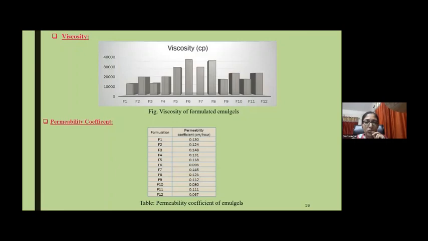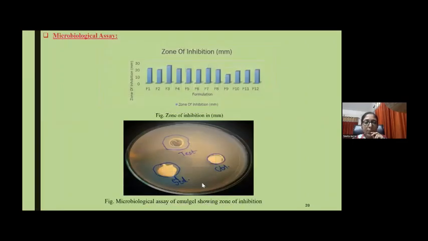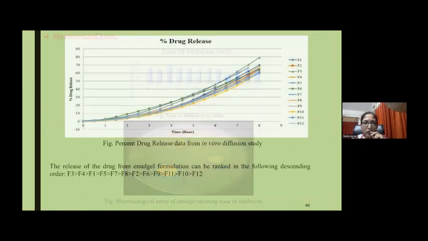Viscosity was also found to be varying with respect to the gelling agent. It was less with xanthan gum, and with carbopol it was found to be more. Even the permeability coefficient was found to be maximum for the F3 formulation as compared to the other parameters. So the F3 formulation was selected for carrying out the zone of inhibition. Even the other formulations were checked, but F3 was showing better results as compared to the other ones, and hence it was considered to be the optimized formulation.